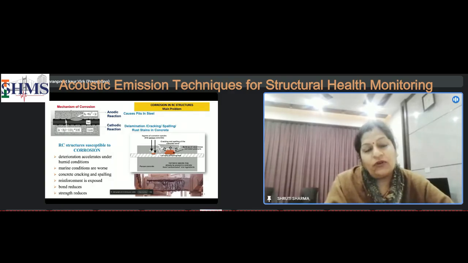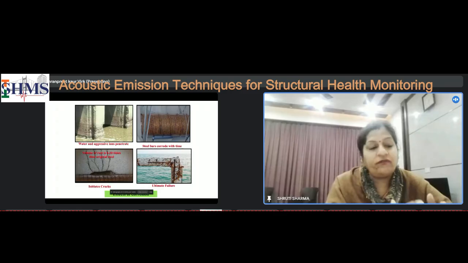When we use various kinds of tools to assess the corrosion, these slides just show what the effects are. We have almost seen all of them. The rust product is very voluminous.